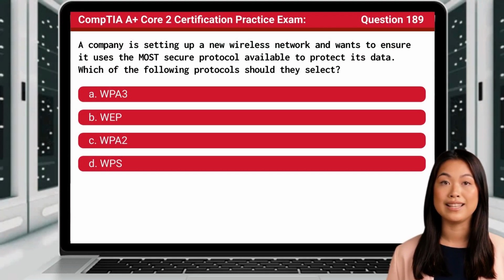Question 189. A company is setting up a new wireless network and wants to ensure it uses the most secure protocol available to protect its data. Which of the following protocols should they select?